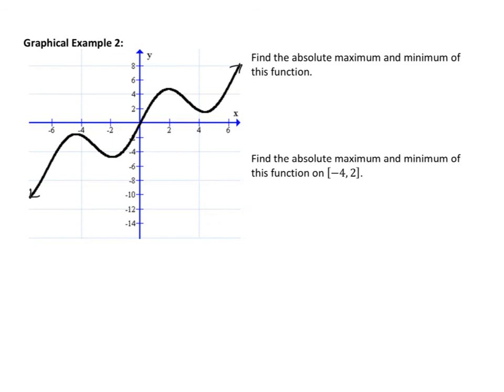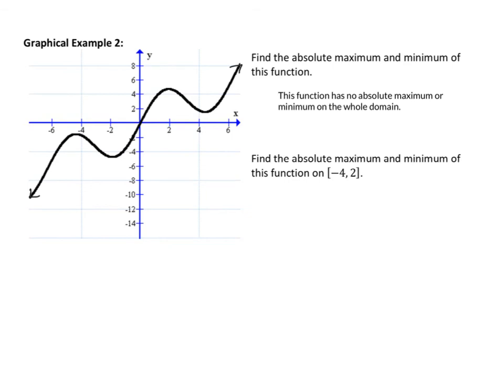This thing doesn't have an absolute maximum or an absolute minimum. It really looks like this function is going to continue to move in an upward trend, and this is going to continue to move in a downward trend this way. It's not going to reach a highest point or a lowest point. So we would say that this function has no absolute maximum or minimum. But just because it doesn't have an absolute maximum or minimum on its entire domain doesn't mean that it might not have one on a restricted domain.